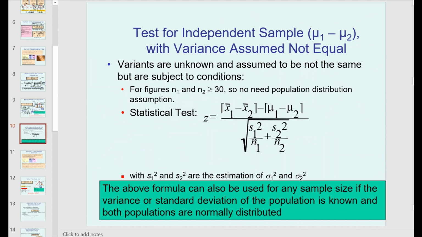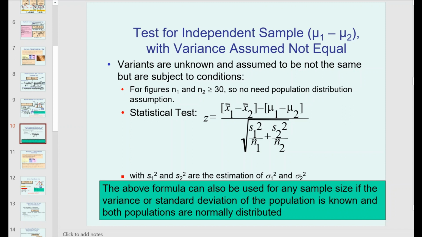Okay, so now we move to the test for independent sample. Again, it always mentions mu1 minus mu2 here because we're talking about two samples. With variance assumed not equal. Just now, in the previous case, we assumed that your variances are the same. Now it is under the next category, which is variance assumed not equal.